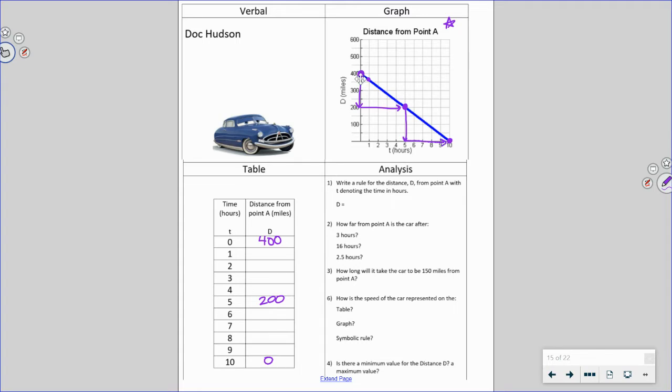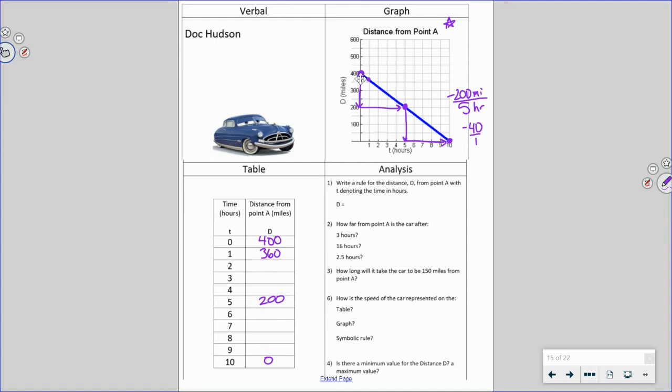We see that he goes down 50, 100, 150, down 200 miles over the course of 1, 2, 3, 4, 5 hours. Oh, here we go. You can reduce it to negative 40 to 1. It goes down 40 miles each hour. So if you had guessed 360, you would be correct.